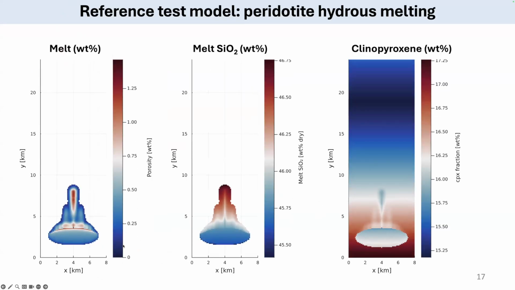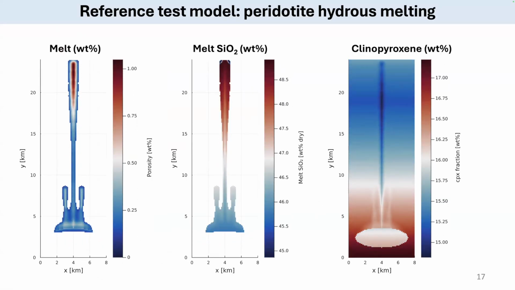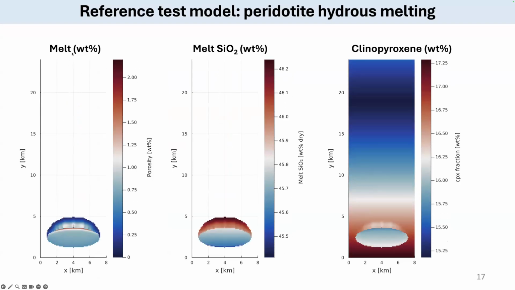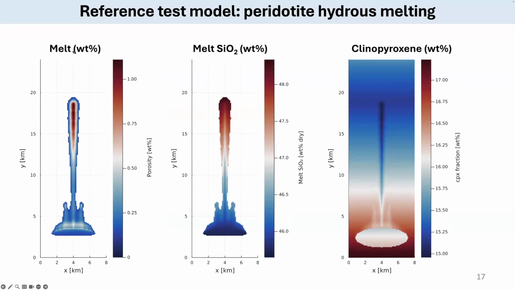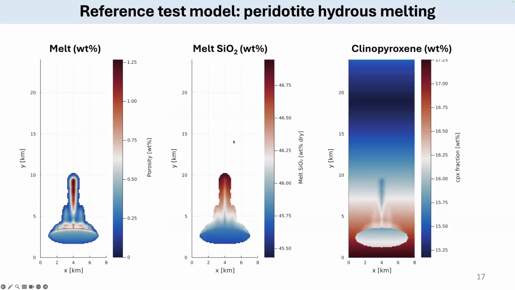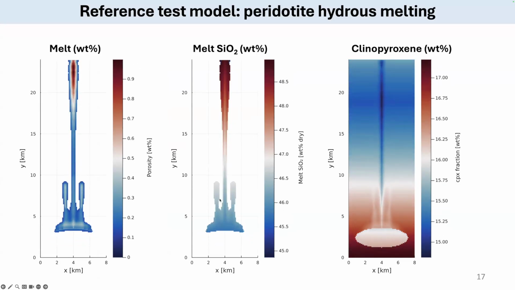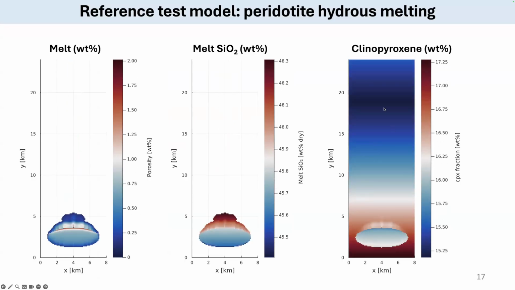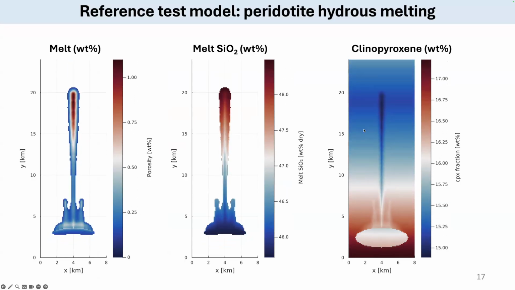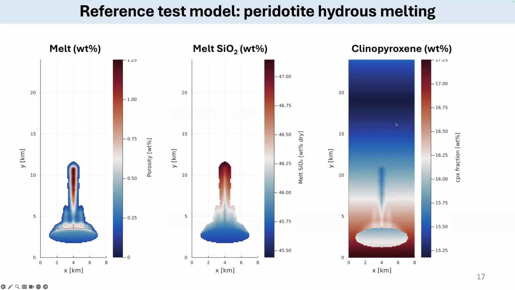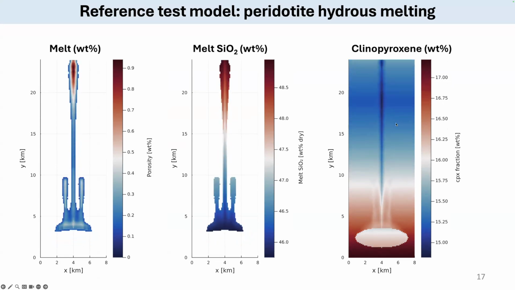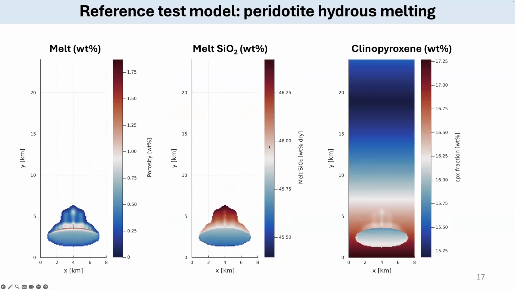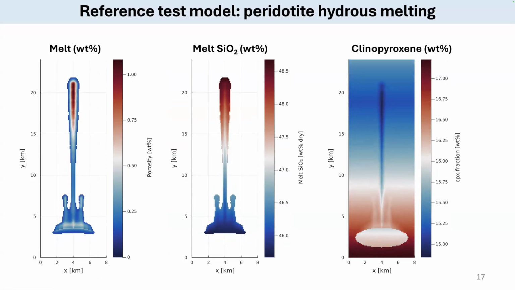And just here, you can see how the model evolves in the reference case. So you can see like a porosity wave. Here on the left, you have the melt fraction in weight%. In the central diagram, you can see the evolution of the silica content of the melt as the porosity wave ascends. And on the right, you can see, for example, the clinopyroxene weight%. Obviously, you have access to all the solution models and all their composition, but here it's just to demonstrate what the reference model looks like.